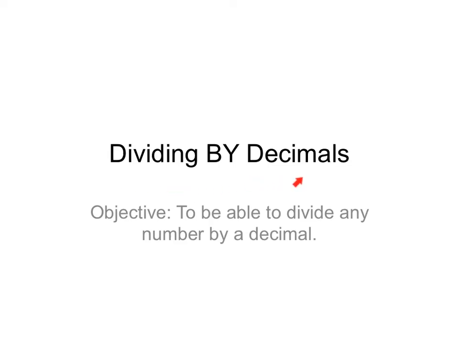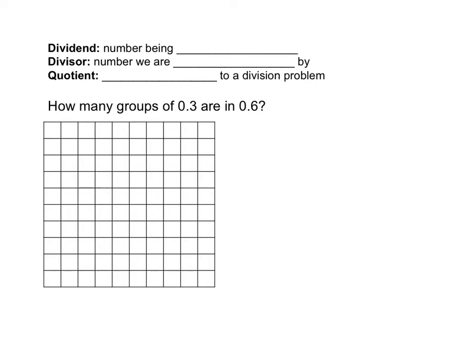Today we're going to be looking at dividing by decimals. By the end of this lesson, you want to be able to divide any number by a decimal. Let's look at a quick vocab review. A dividend is the number that is being divided. The divisor is the number we are dividing by, and the quotient is the answer to a division problem.